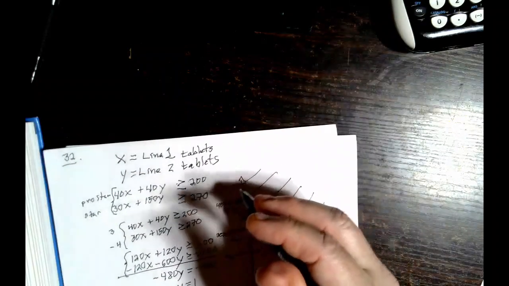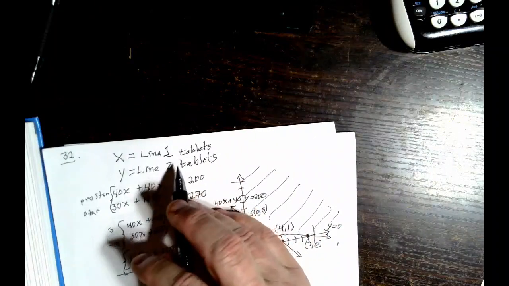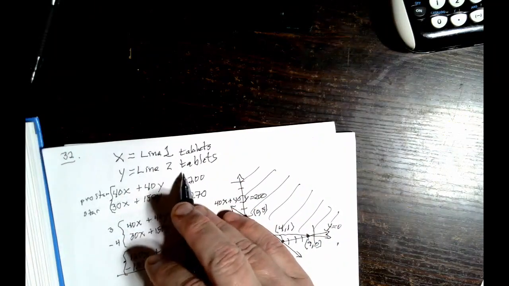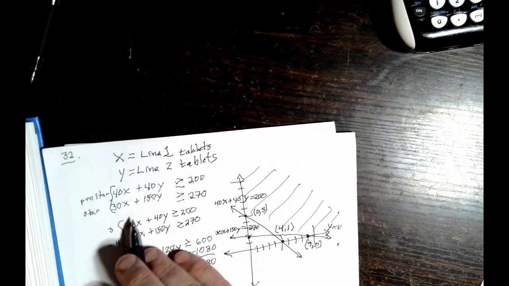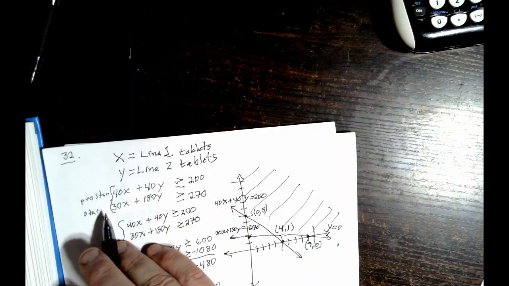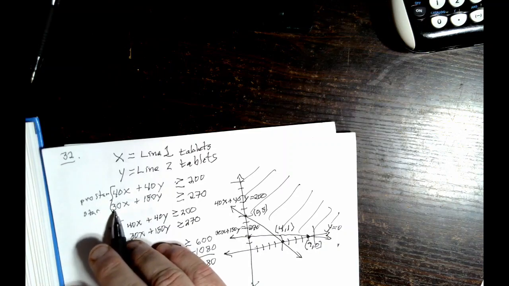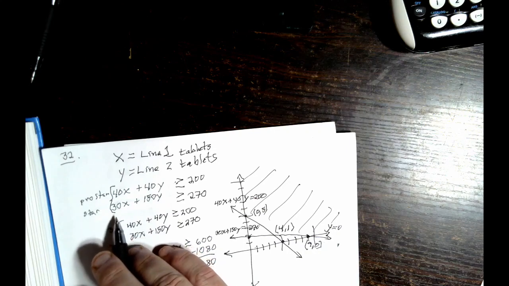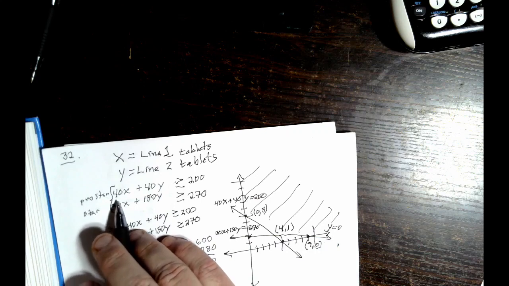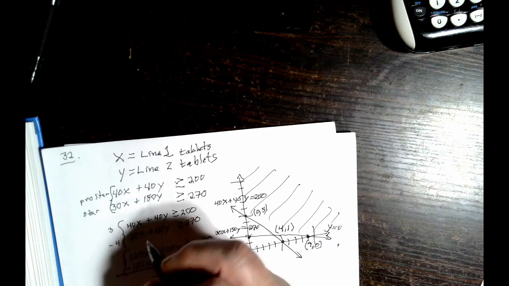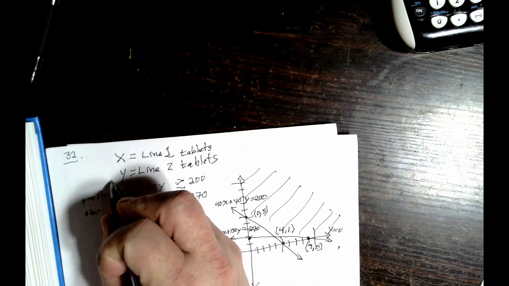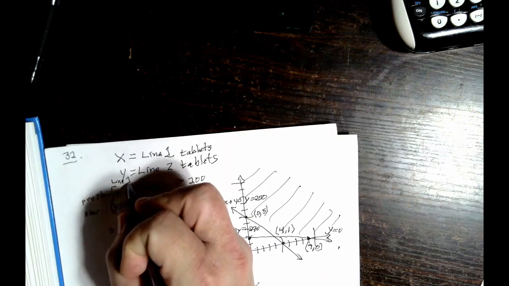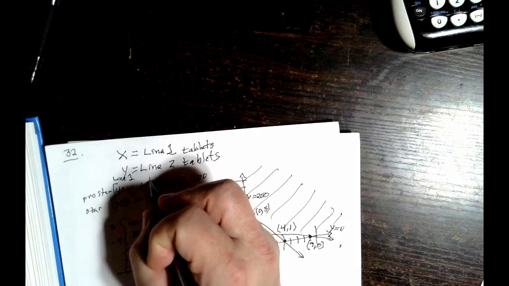32. Manufactures 2 different types of tablets. Line 1 assembles one type of tablet, and line 2 assembles another one. So, let's see. Line 1 can assemble 30 Star models and 40 ProStar models per hour. Okay, so you're going to have this one be line 1, I believe, and this one will represent line 2.